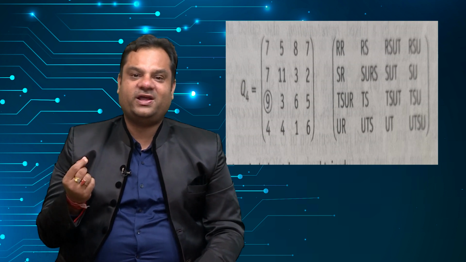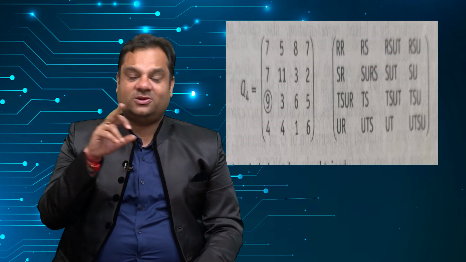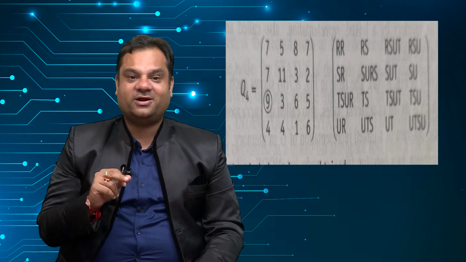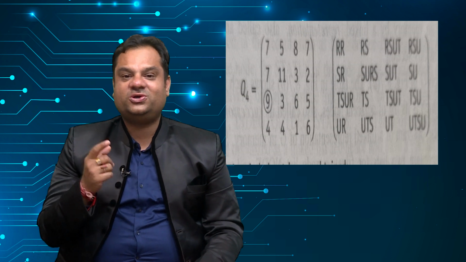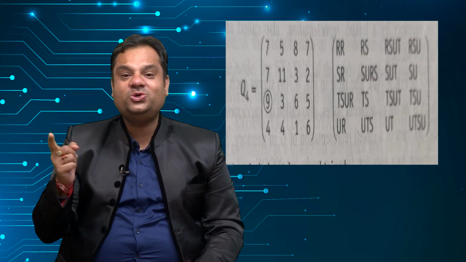The new value is 5, and 5 is lesser than the previous value. A lot of values are changed in this particular matrix. Then U to R is again 4. U to S is now again 4. U to T is 1. But U to U, you have a new path.